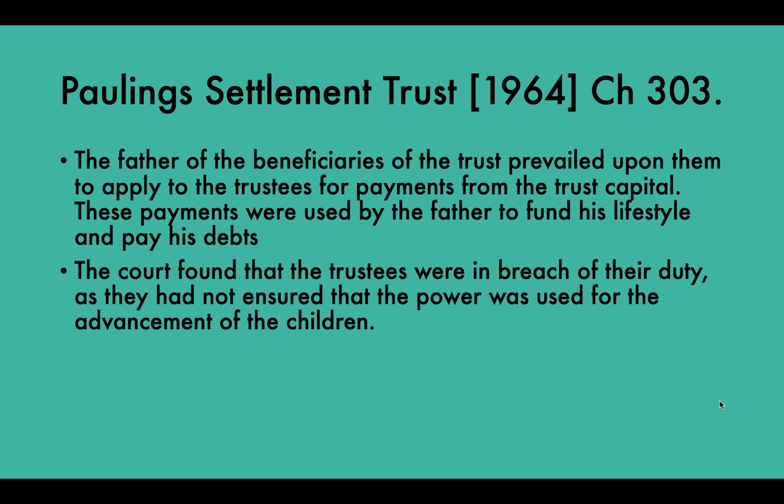So remember that money being advanced to a child will be held by a parent to exercise its payment for the child. But here the father, having received the money that was advanced to the children, decided to spend the money for his own means. A series of advancements were nominally paid to the children, but the money was used for the benefit of their father, or generally for the family. The court found that the trustees were in breach of their duty as they had not ensured that the power was used for the advancement of the children. So to obtain advancements other than for the benefit of the beneficiaries would not be a proper advancement.